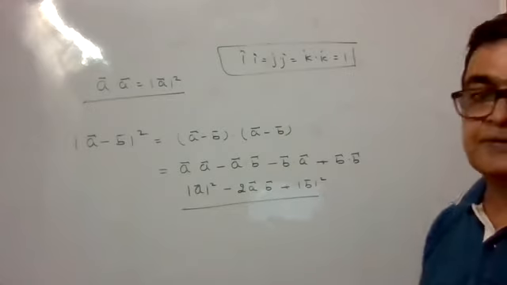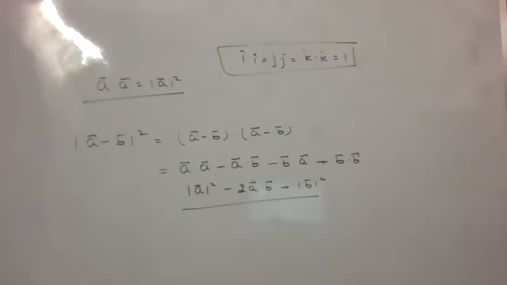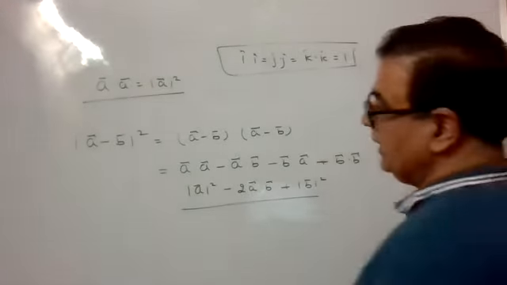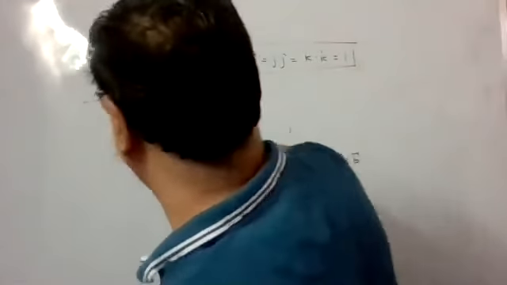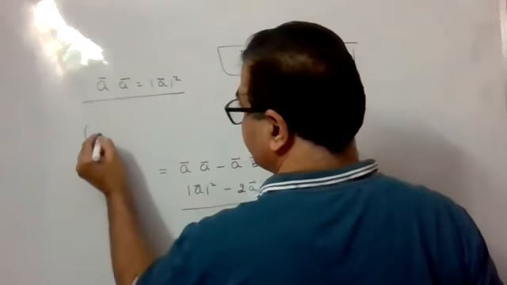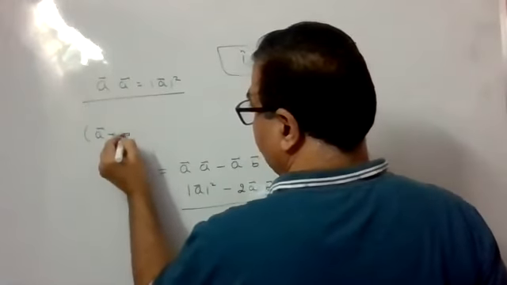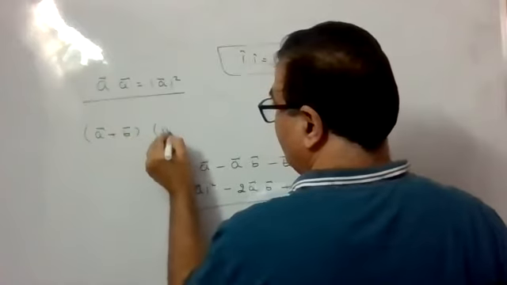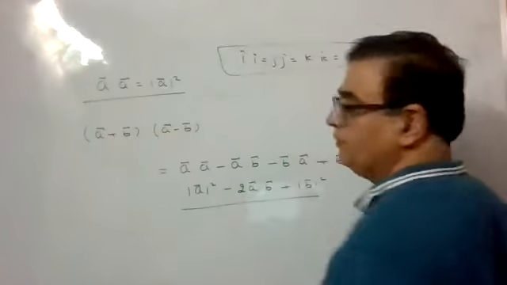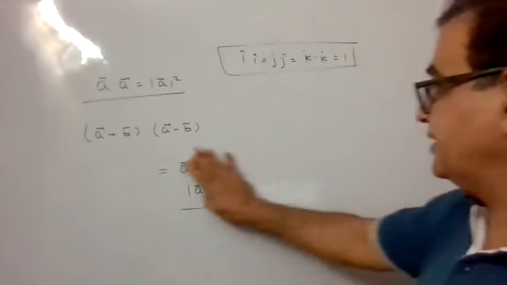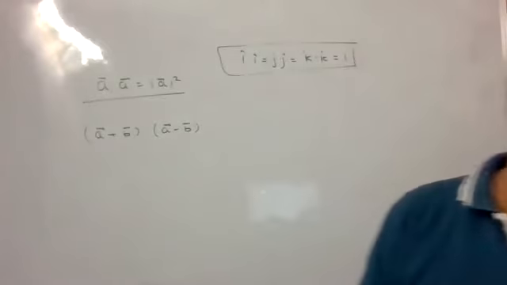Next property, please. A plus B dot A minus B. Find out, please. Solve it and find out what answer comes here. This is another standard result we will be having.